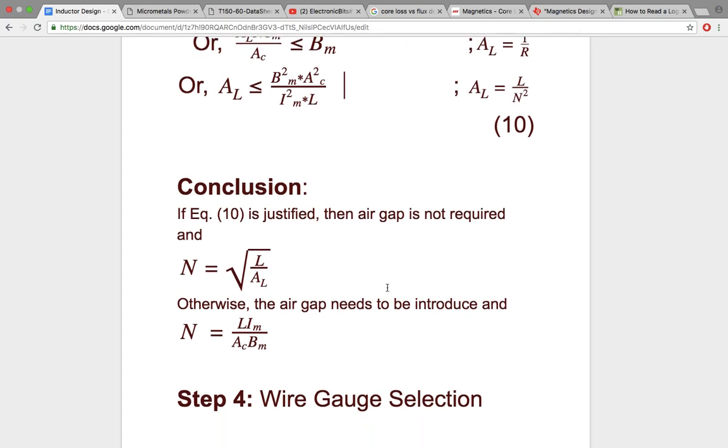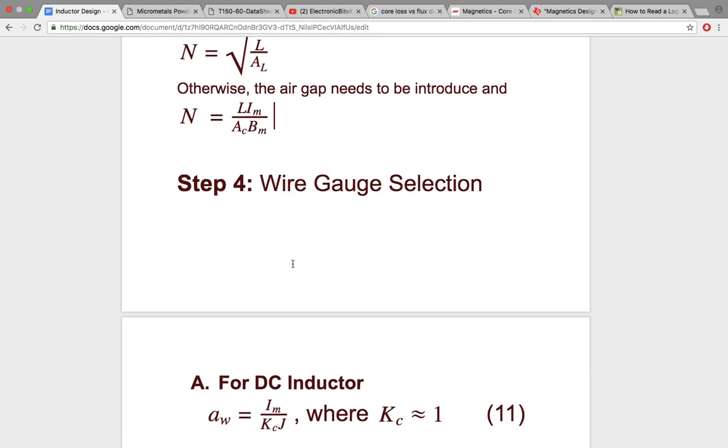If the inequality is not satisfied, then we have to choose the Ampere's law formula, and we need to introduce the air gap, the formula for which we'll be discussing later. So these are basically the methods to calculate the number of turns for the required inductance.